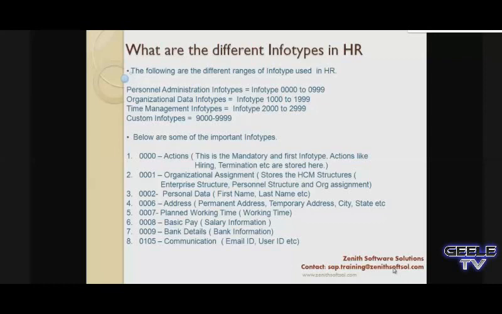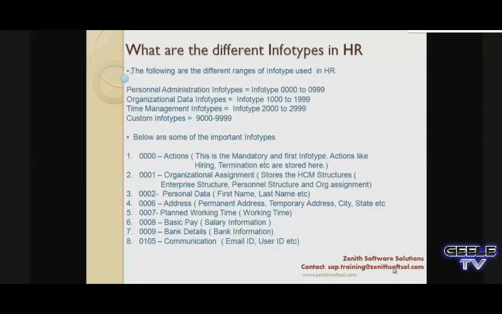Below are some of the important info types which will be used in personal administration. Make a note of these info types. These are really important in any project. The first info type is 0000, which is nothing but actions. The name of this info type is actions.